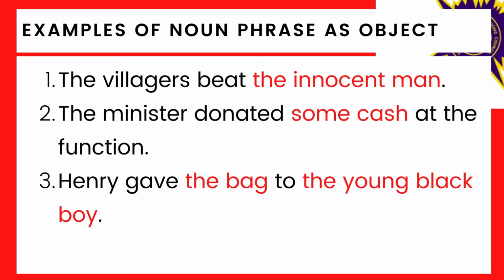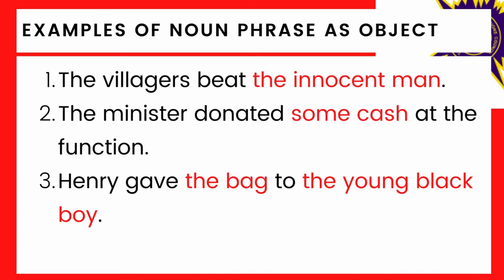But is it direct or indirect? How do we test for direct objects? By asking who or what in relation to the sentence. So we can still ask, the minister donated what? Our answer would simply be some cash. Since some cash answers this question, we can confidently say it is the direct object of the verb donated.